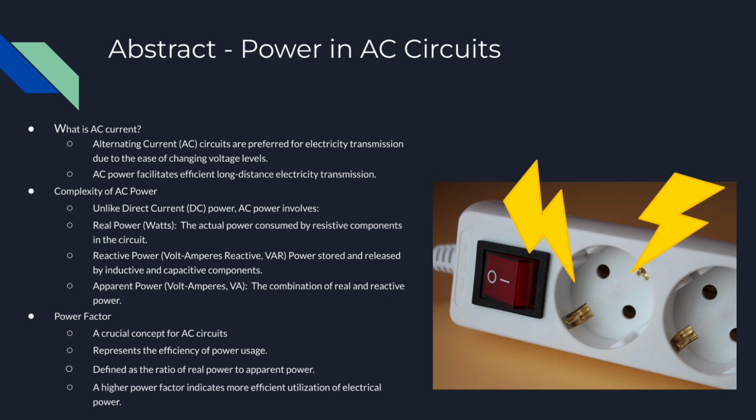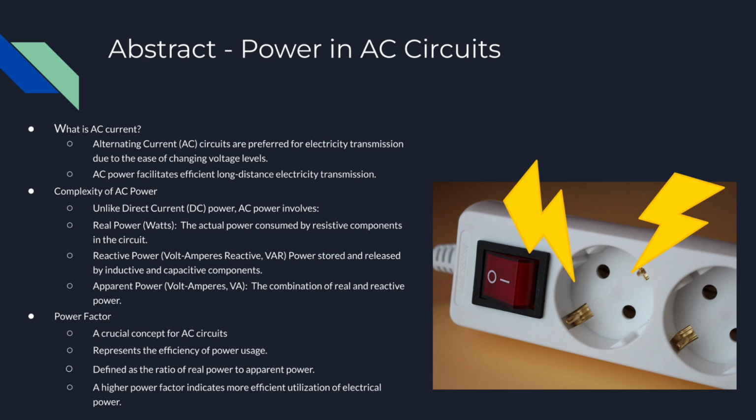Abstract. What is AC current? Alternating current, AC, circuits are preferred for electricity transmission due to the ease of changing voltage levels. AC power facilitates efficient long-distance electricity transmission.